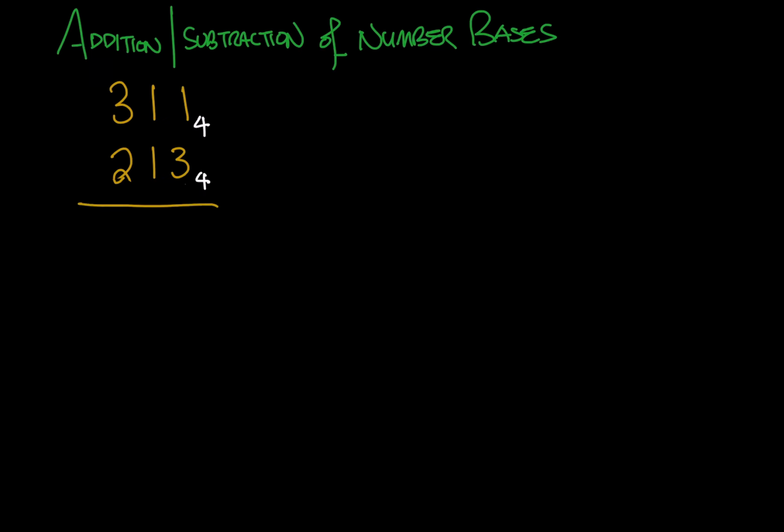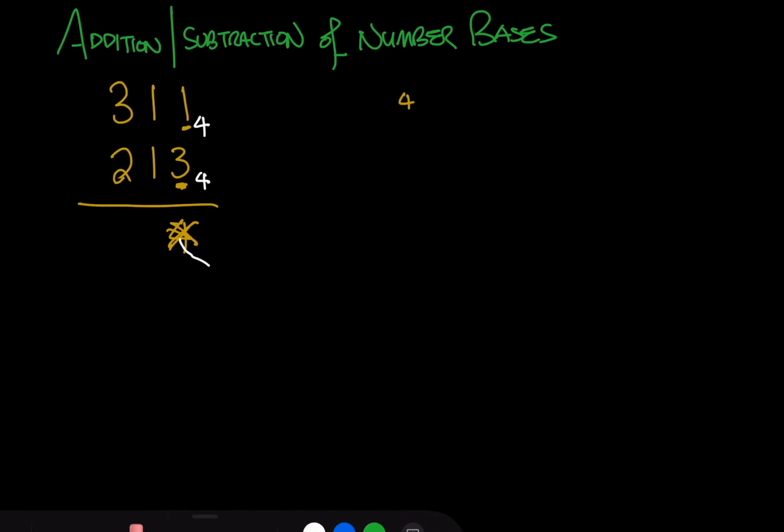Now, remember when we're doing our usual addition, we always start from the right. So 3 added to this 1 is 4. Can you see that? It's 4. But we are working in base 4. We can't write the number 4 here, because when we do that, we are violating something. So we need to change it.